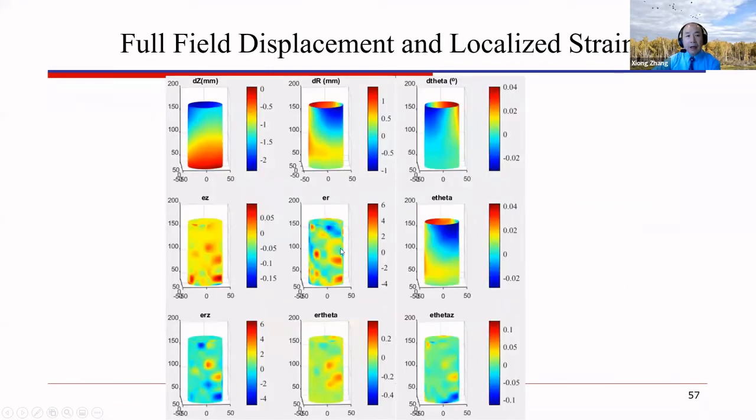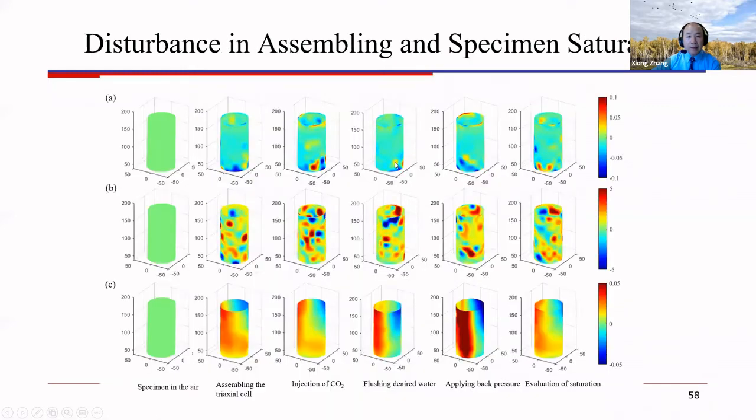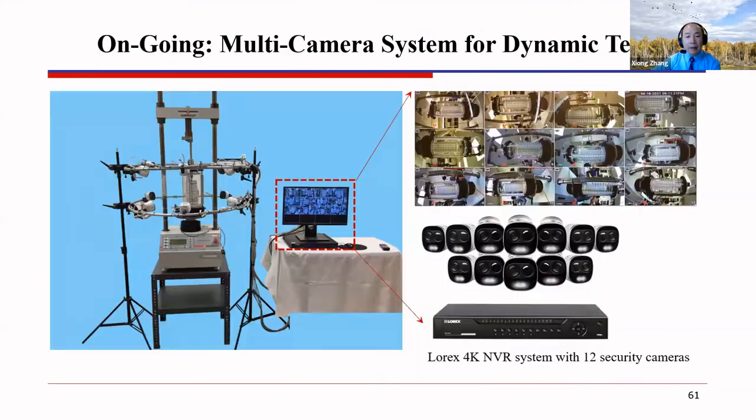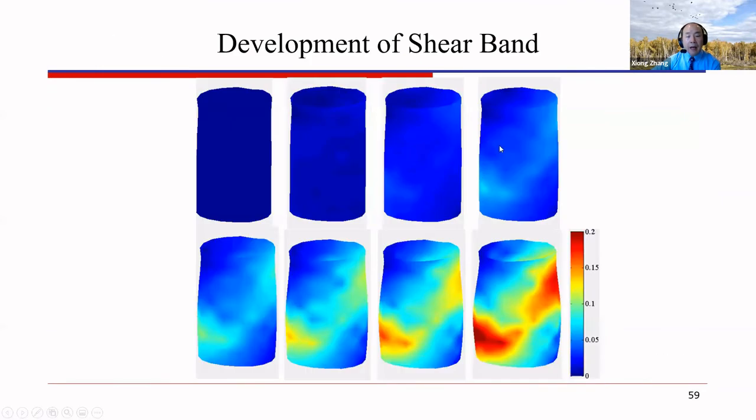Of course, we have the full field displacement and the localized strain measurements, right? So yeah, we can also find the development of the shear band. With time, you have strain localization, right? So this is what we have done.